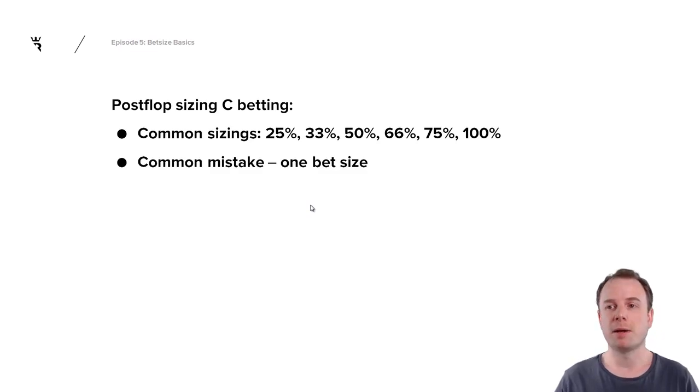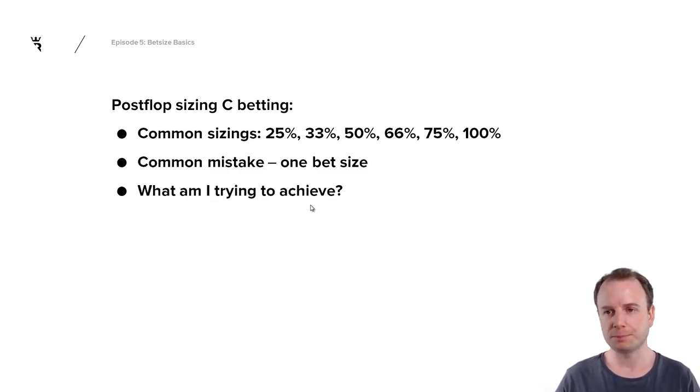So flop, they bet 50%, turn, they bet 50%, and then river, if they haven't sized it properly, they're left with either a really big bet or a really small bet, or just kind of somewhere in the middle and they're not quite sure what to do. We want to think past that.